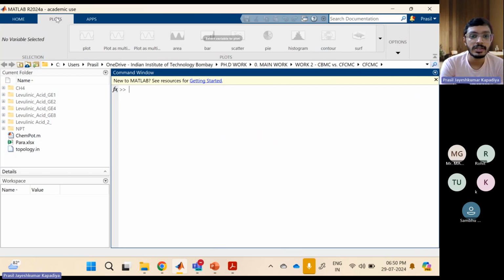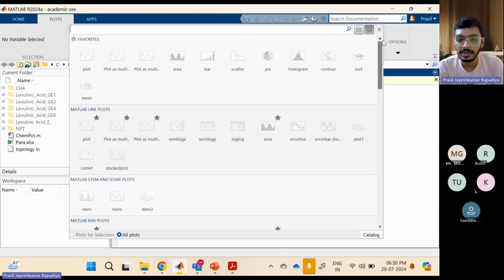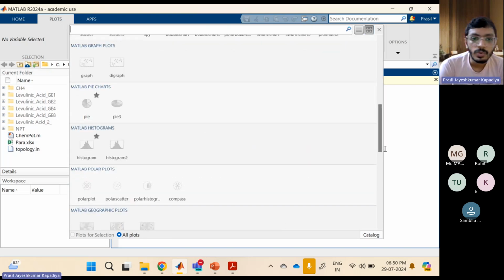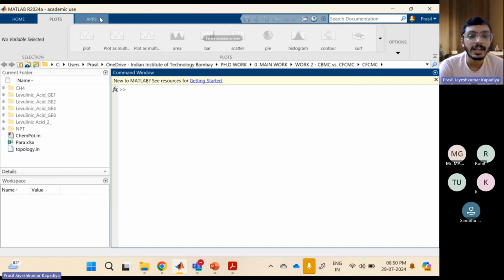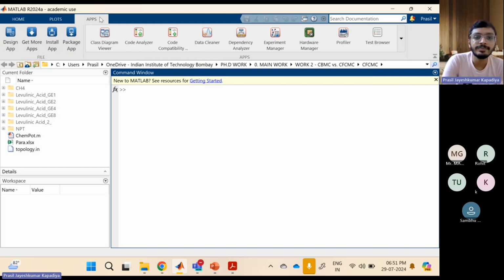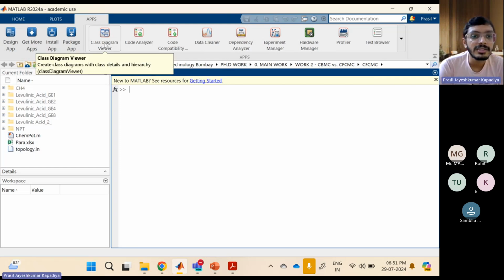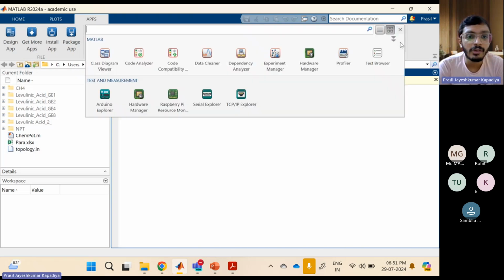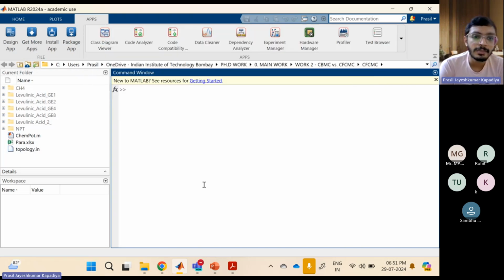This was the home part. Then plots. These are the various kinds of plots. This part is not enabled right now because we are not having any data. So these are the various plots that we can use: contour plot, histograms, scatter plot, area plots, log plots, surface plots. So this is what you can do with plots. And then there are some apps. I don't know about this part, apps, because I have not used anything from here. So these are some apps.